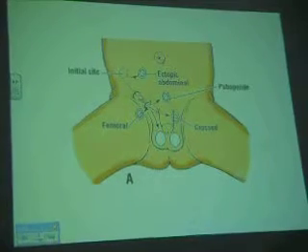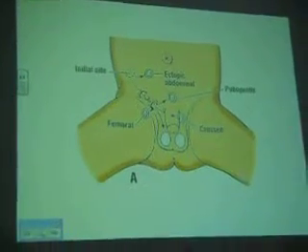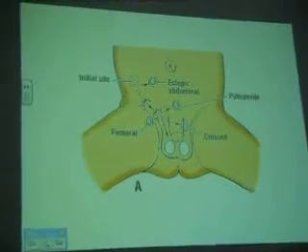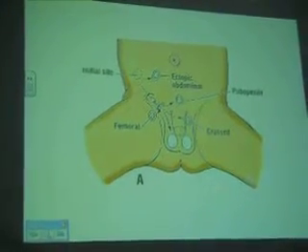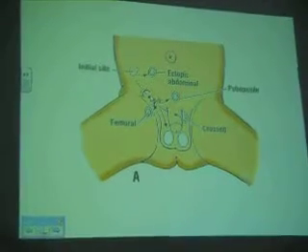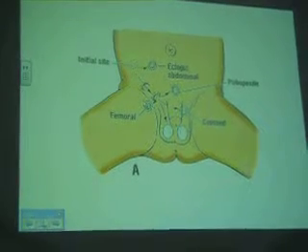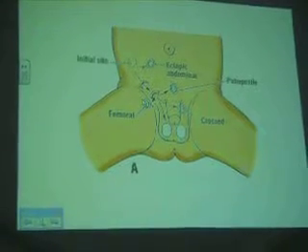Remember the external oblique aponeurosis is forming the anterior layer of the inguinal canal. So it comes through the superficial ring and then turns back to lie on the external oblique aponeurosis. That area is referred to as the superficial inguinal pouch. So that's one area.